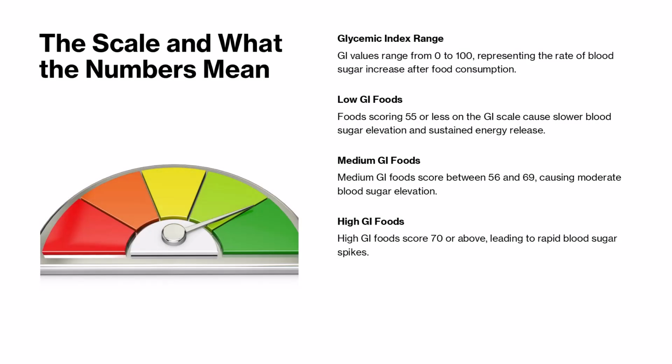The scale and what the numbers mean. GI values range from 0 to 100, indicating how quickly a food raises blood sugar. Low GI foods score 55 or less and cause a slower, more sustained rise in blood sugar. Medium GI foods fall between 56 and 69, leading to a moderate increase. High GI foods score 70 or above, causing rapid spikes in blood glucose.